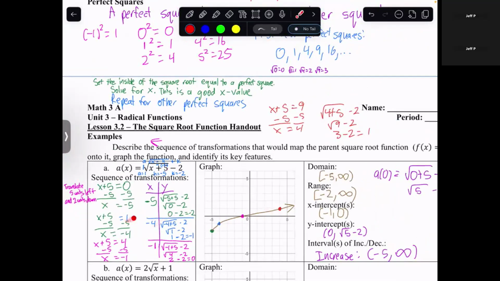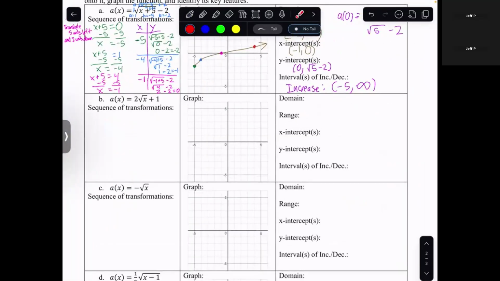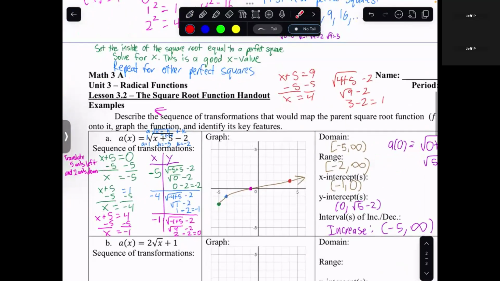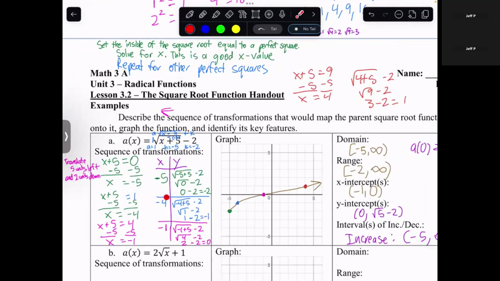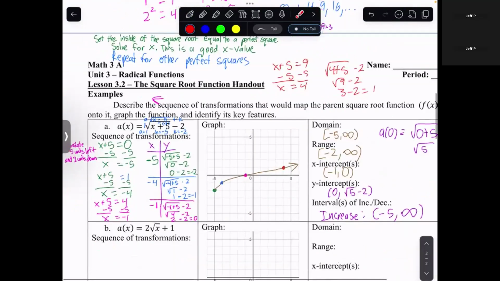Do we have any questions about the first example of graphing a transformed square root function? Okay. Go ahead and try the next few, please. So use the same strategy, right, to find the x values, set the inside equal to the perfect squares. All right, so go and take a few minutes and try this out.